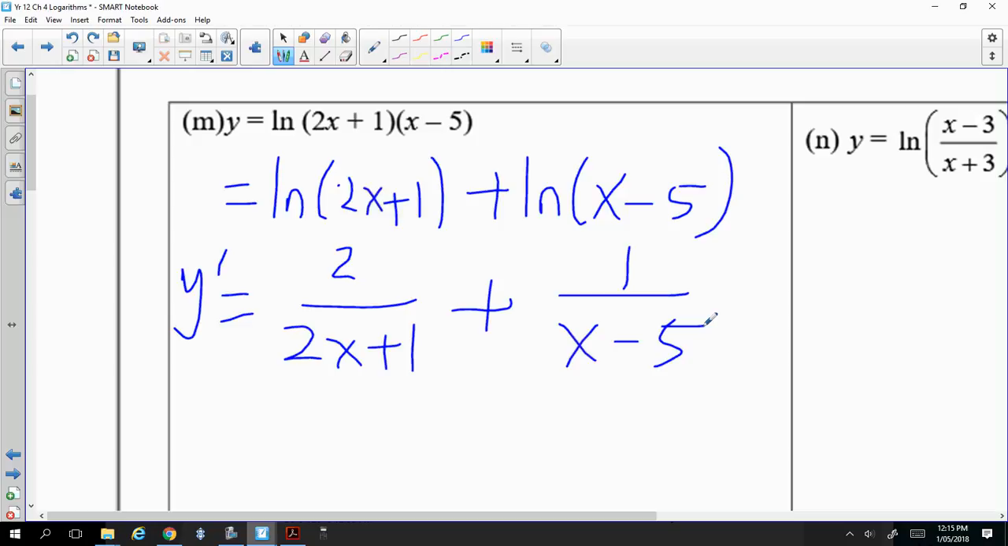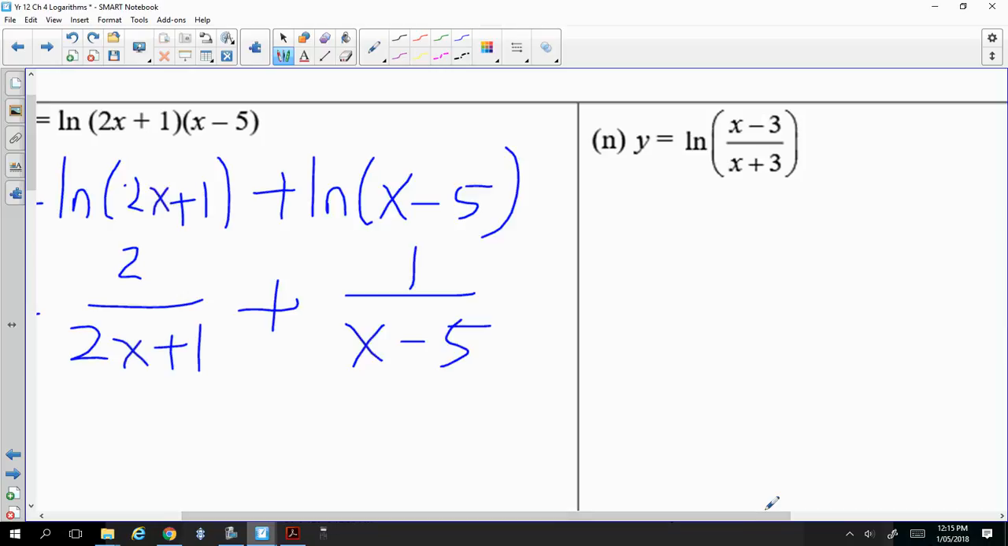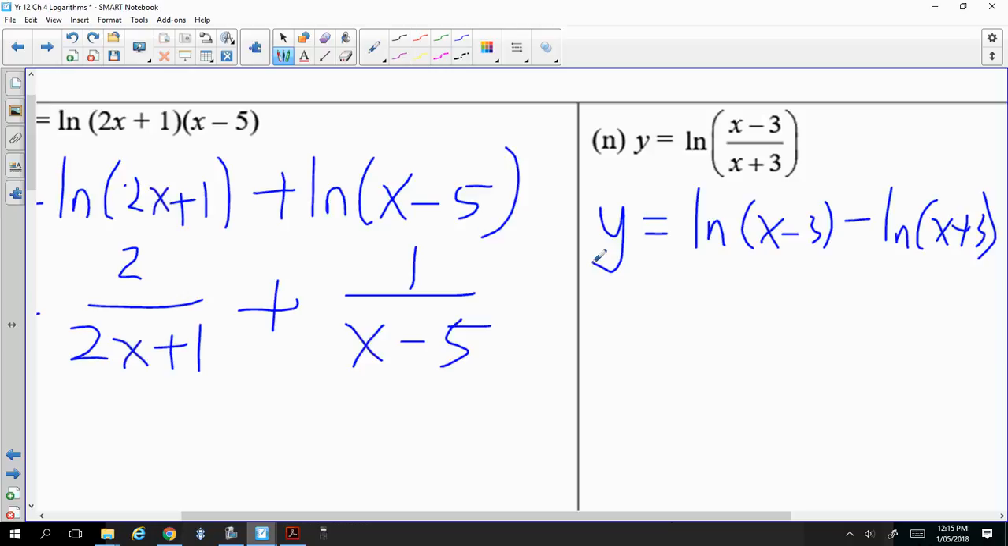Okay, how about the next one? Instead of using the quotient rule, you can just subtract them using log, right? Then you don't have to use the quotient rule. Remember, this is still y using the log law. Then we differentiate, which is 1 over x minus 3 minus 1 over x plus 3.